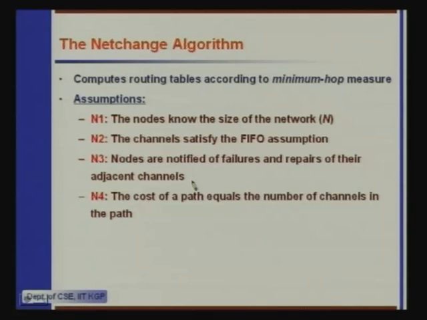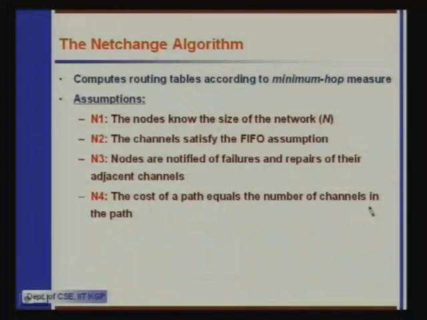So, when a channel goes down, then the nodes which are at the two ends of the channel know that this channel has gone down. Similarly, when the channel is repaired, then the adjacent nodes come to know that this channel has come up. And the cost of a path equals the number of channels in the path. So, we are not going to talk about weights of the channels anymore. The weight of each channel is 1. So, we are going to route packets based on the minimum number of hops. So, shortest path will mean the minimum number of hops to the destination.